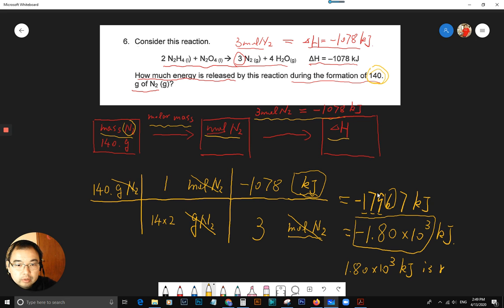It's talking about release, so it's already including the negative sign. So you don't have to write the negative sign here. Okay, so this is the answer. 1.8 times 10 to the third kilojoule is released.